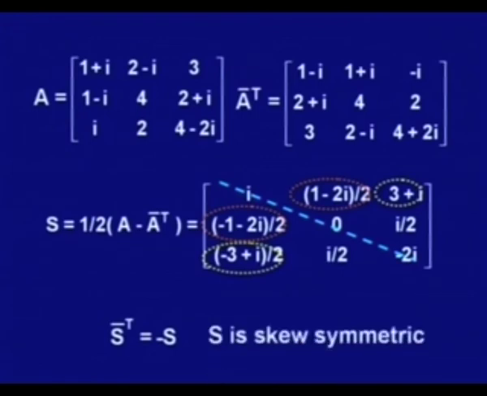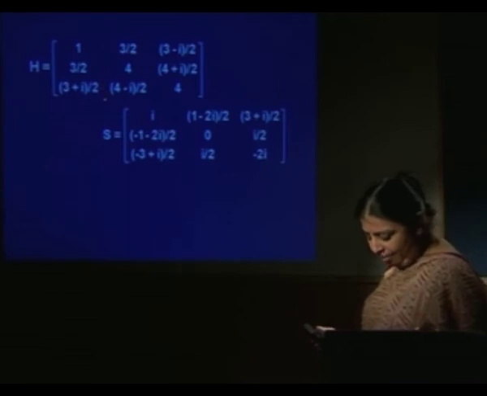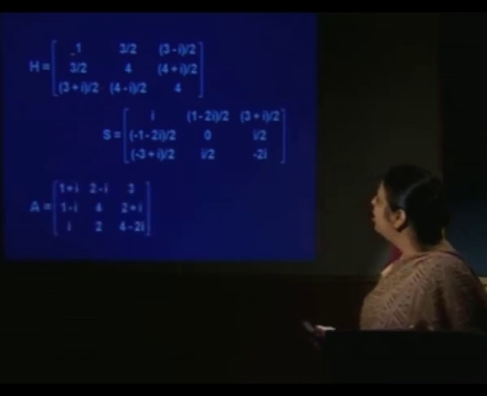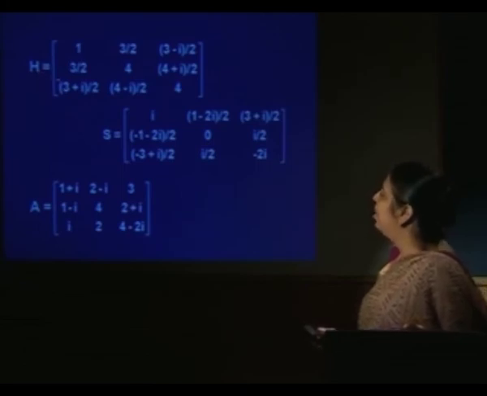So, what I have done is I have calculated H, I have calculated S. H is half of A plus A bar transpose, S is half of A minus A bar transpose, and my claim is that H is Hermitian and S is skew Hermitian, and sum of these two matrices is the given matrix A. One can check 1 plus I is 1 plus I. So, H plus S is A. So, any matrix which is complex can be written as sum of an Hermitian matrix and a skew Hermitian matrix.